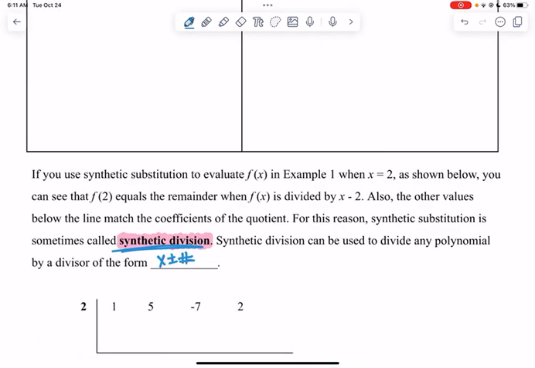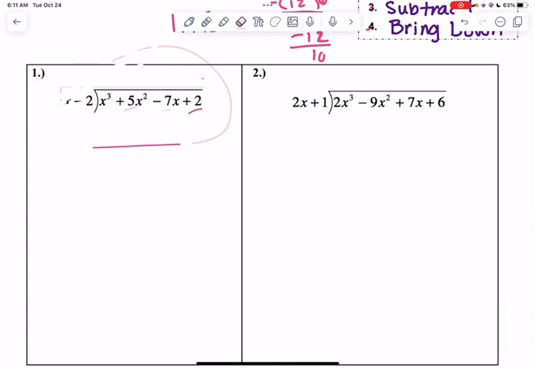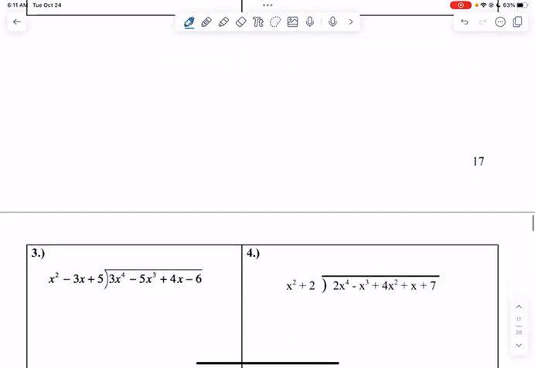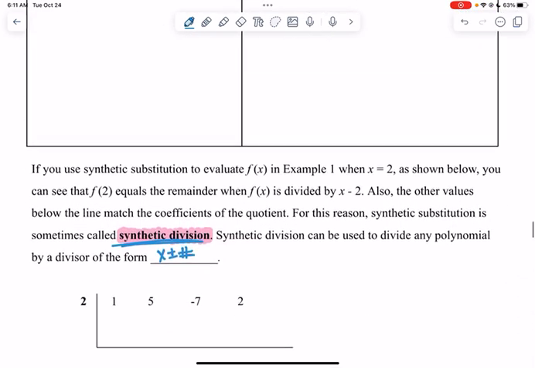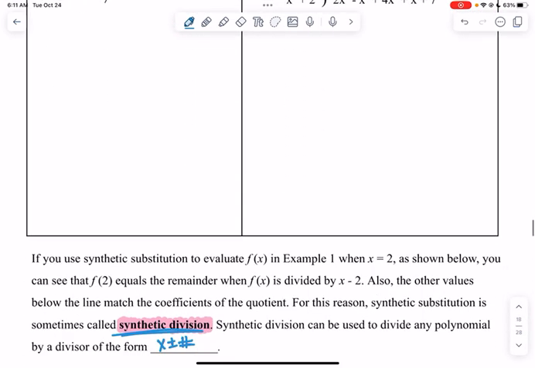So back when we did example number 1 here, because we were dividing by x minus 2, we could have done this using synthetic division. So that's what we're actually going to do now in your example. So that's where those coefficients are coming from, 1, 5, negative 7, and 2. We're dividing this polynomial by x minus 2.